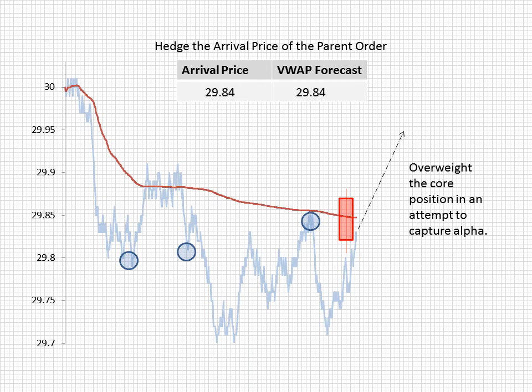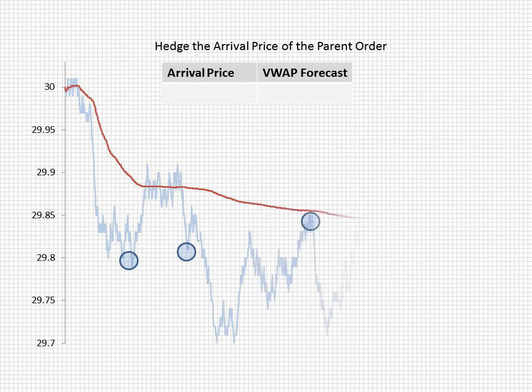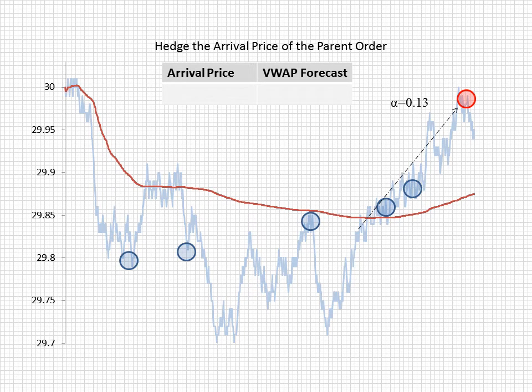To mitigate this risk, we overweight the core position and attempt to further capture alpha going into the close. We always trade in the direction of the trend. The net result of overweighting the core position going into the close at these levels, and a strong trend develops, is that we capture 13 additional ticks in locked alpha.